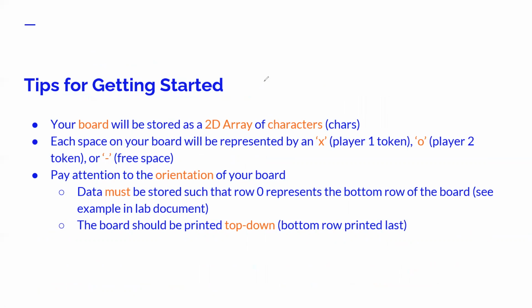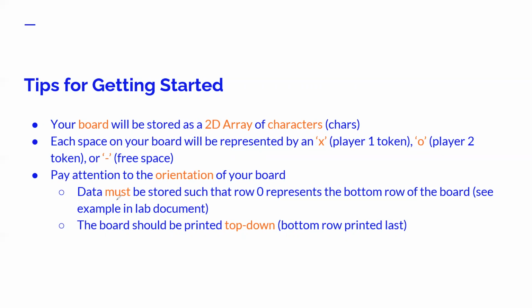We'll talk about that in just a second. Your board is going to be a 2D array of chars. Each space is an X or an O: O for player 2, X for player 1, or a free space, so no one has put anything there yet. The orientation of your board matters, but really this is just a lot of words to say something simple.